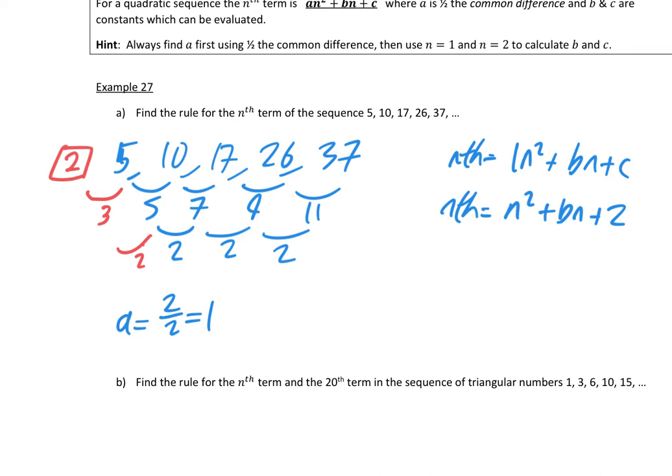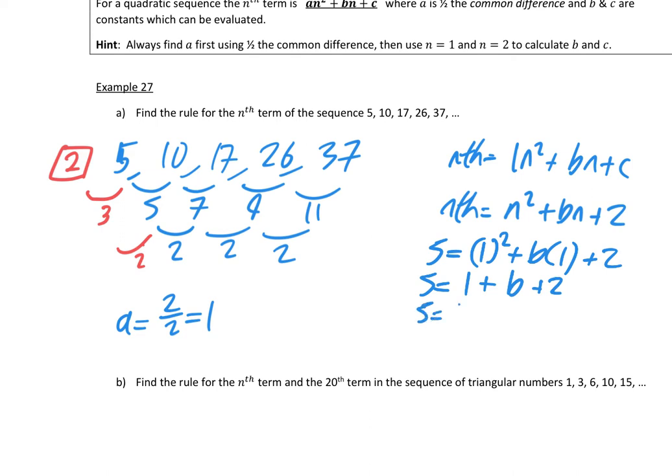So basically I'm just going to say 5 is equal to 1 squared plus b times 1 plus 2. That's a bit of a mess, so we'll tidy it up. 1 squared is 1. B times 1 is just b, plus 2. And then we'll tidy up again. That's 5 is equal to 3 plus b. And with a wee bit of working out, you're going to get b is equal to 2. So overall, your nth term is n squared plus 2n plus 2. And that's it done.